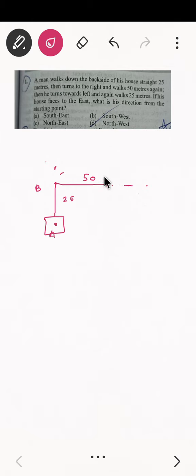So, from there, he turns to the left and walks 25 meters. So it will be this, and this will be 25 meters.